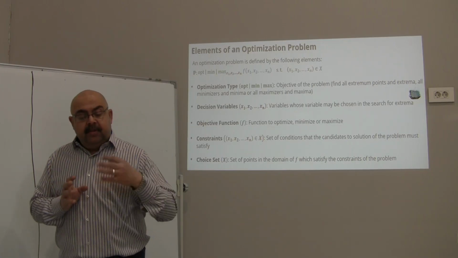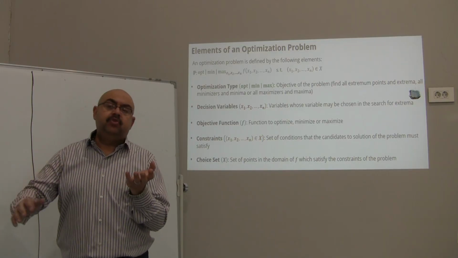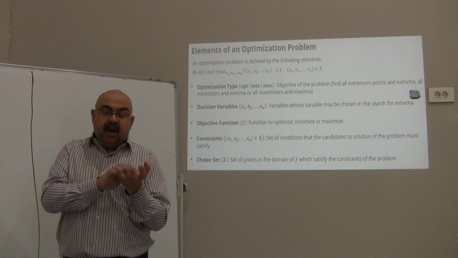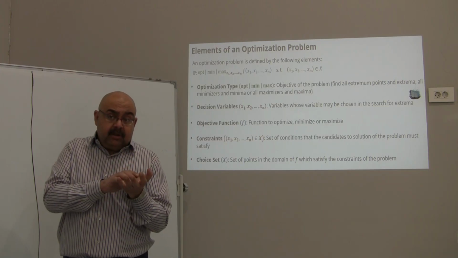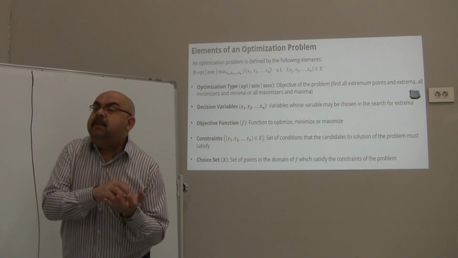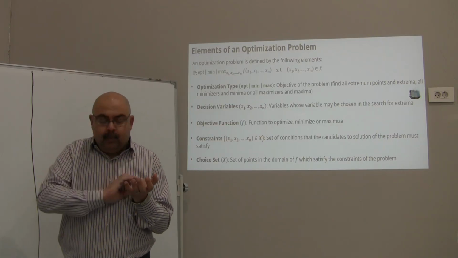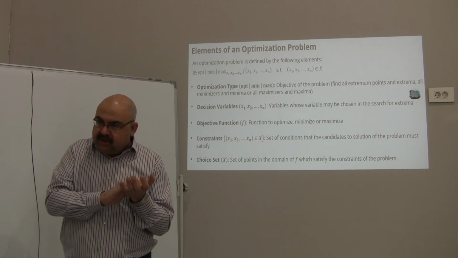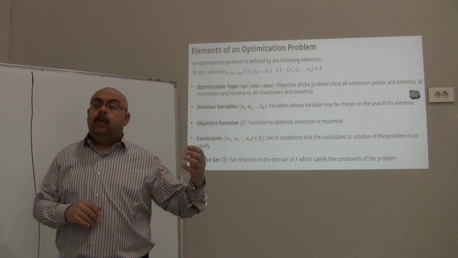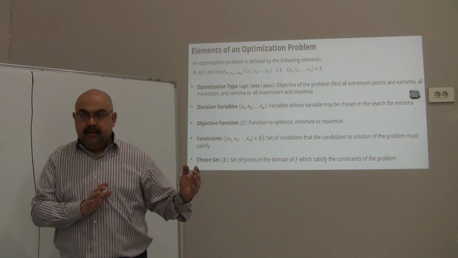Mainly, the objective function contains the decision variables, x1, x2, x3, or x, y, and z, whatever. These are the variables whose values you will have to identify. These are the extremum points. You will have to know the extremum points, which values from around these. And you will have the extremum, which is going to be the optimized value of this function. This is about the objective function.